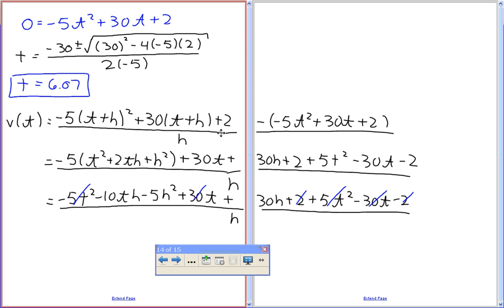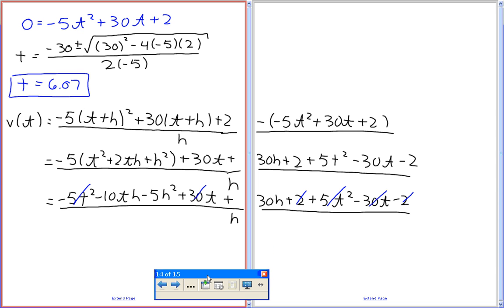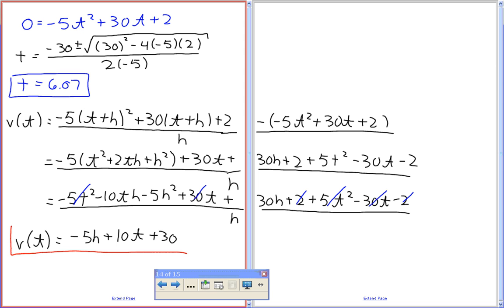Reed, happy birthday. What should I write, please? So I skipped the step. Okay, v of t, go ahead. So v of t equals negative 5h minus 10t plus 30. Looks good to me. And technically this is written wrong. It should probably be v of t comma h, because you're putting in two variables, right? But that's okay.